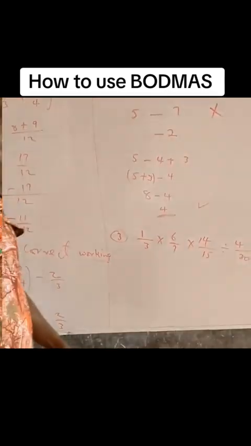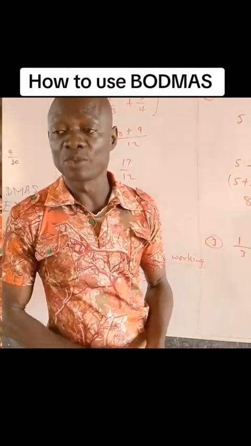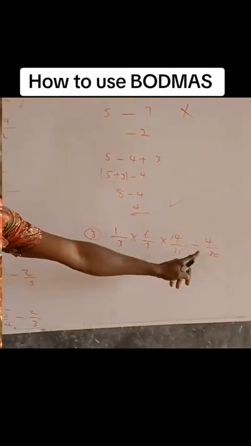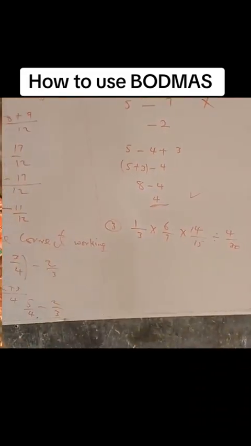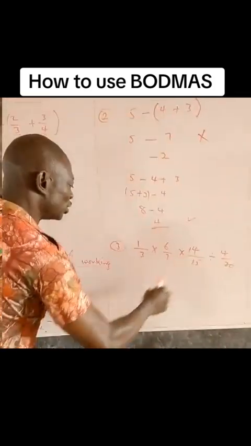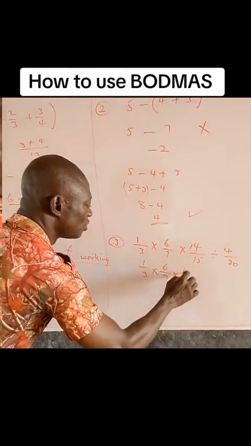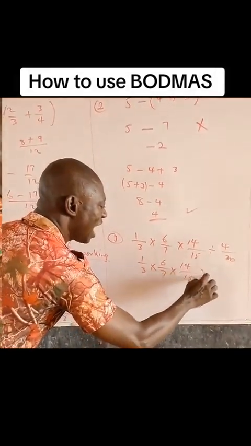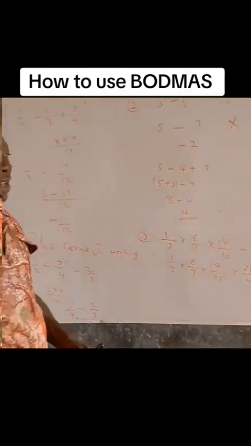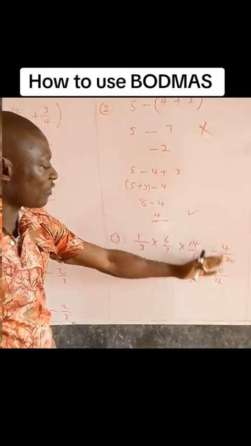Please note that dividing by a number is the same thing as multiplying by its reciprocal. So, if we are going to divide a number by 4 over 30, it's the same thing as multiplying that number by 30 over 4. So, we are going to change it to multiplication: 1 over 3 times 6 over 7 times 14 over 15 times, this time around, 30 over 4. 30 over 4 is the reciprocal of 4 over 30.